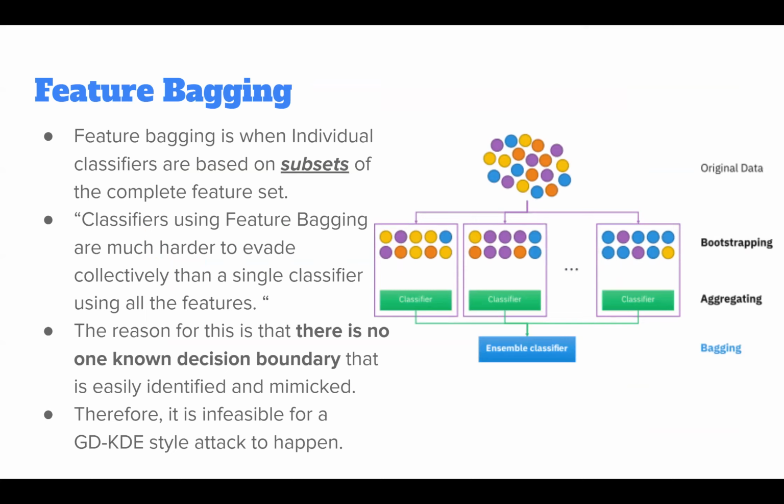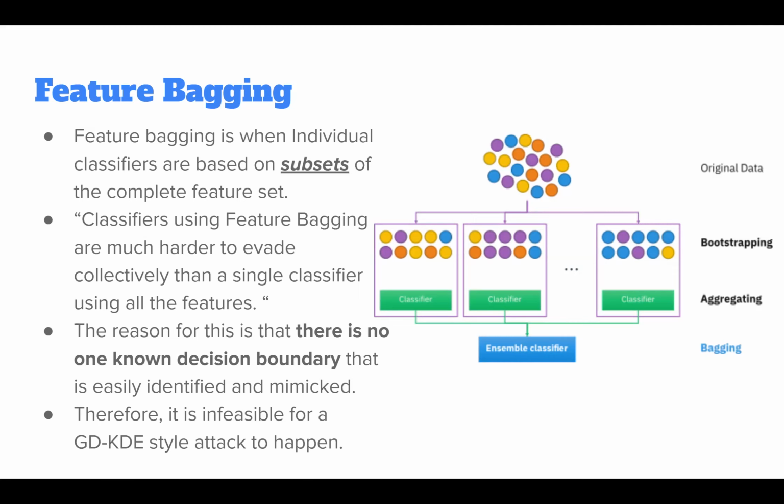Classifiers that use feature bagging end up becoming significantly harder to evade collectively than a single classifier using all the features. The reason is that once you use feature bagging to create an ensemble classifier, there is no one known decision boundary that is easily identified and mimicked. Therefore, a GD, KDE style attack is infeasible. So that's a really big defense against mimicry and reverse mimicry that we talked about earlier.